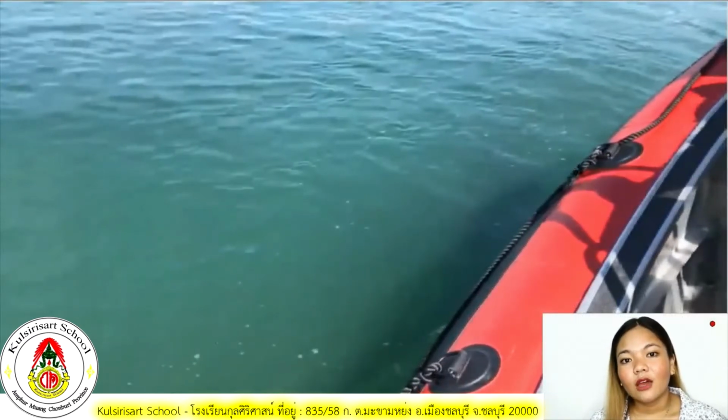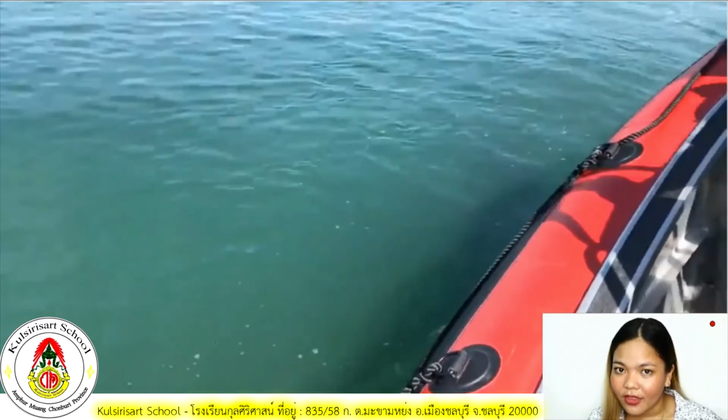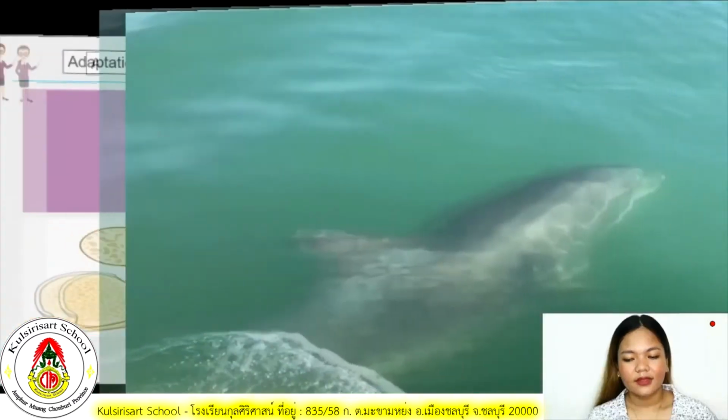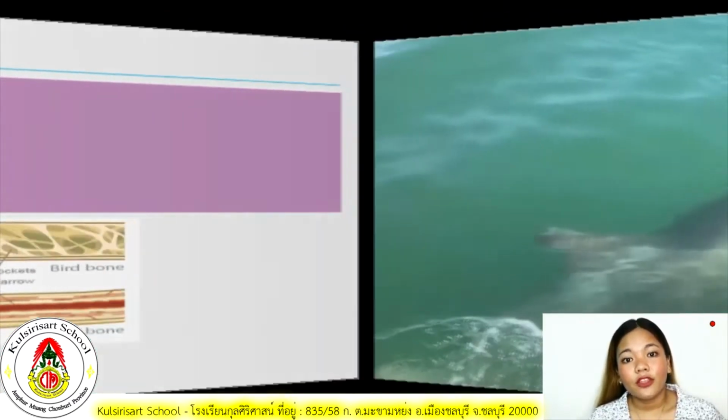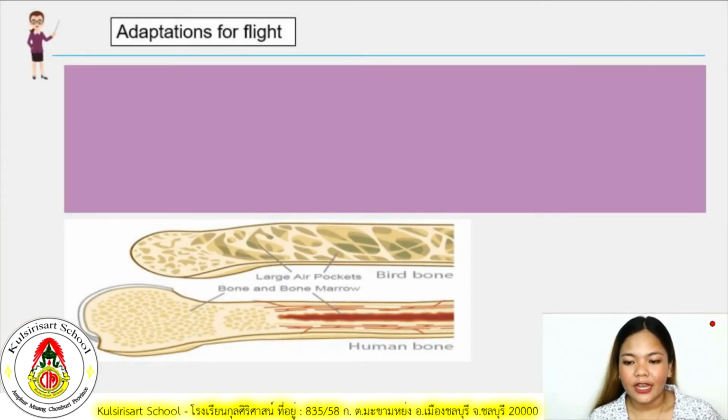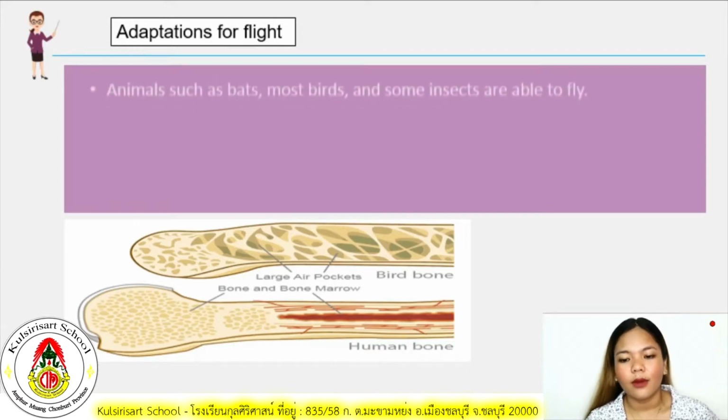So that is how blowholes function among dolphins and whales. Whenever they want to breathe, they will rise up to the surface, blow water, and then take in oxygen. Now let's proceed to the third type of adaptation, and that is adaptations for flight. Now what about this one?